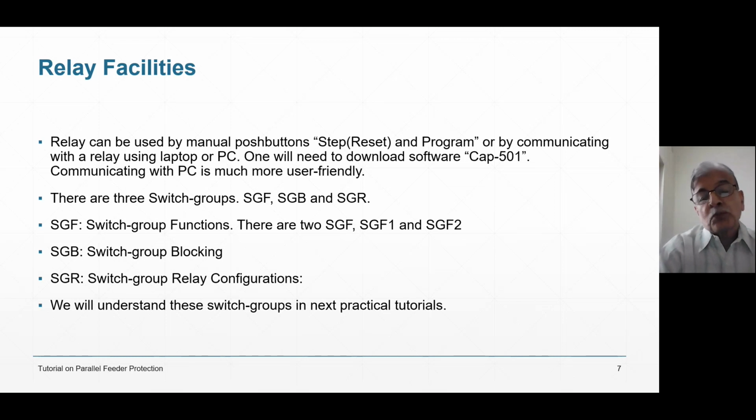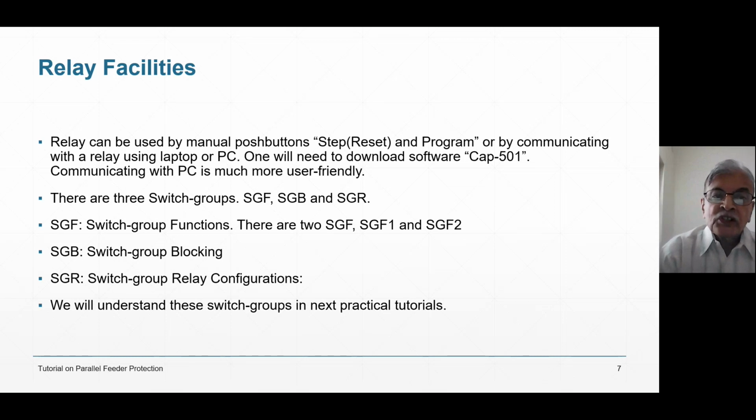There are 3 switch groups for different functions. SGF, that is switch group function, SGB, that is switch group blocking, and SGR, that is switch group relay configuration. In SGF, once again, there are 2, SGF1 and SGF2. In SGB, only 1. In SGR, there are SGR1, SGR2, SGR3. So, what are the functions of these 3 switch groups, that we will see in the next practical tutorials, right?